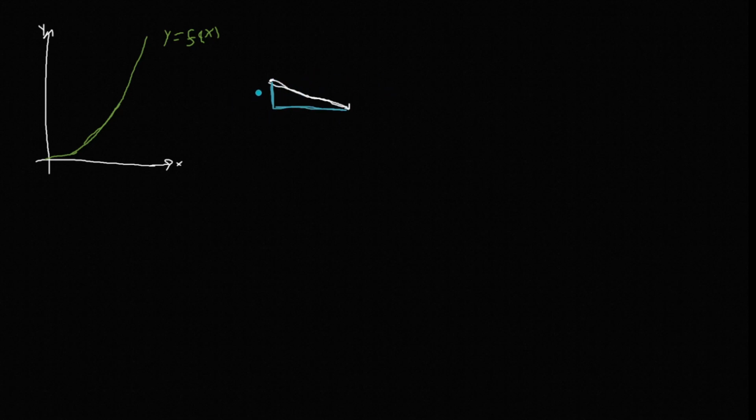And so if you said this is y, this is x, you could say this s or this r, call it r. We could say that r is just the square root of y squared plus x squared, right? Because this is just our distance formula. This is our Pythagorean theorem.